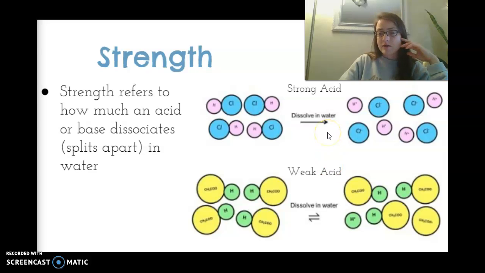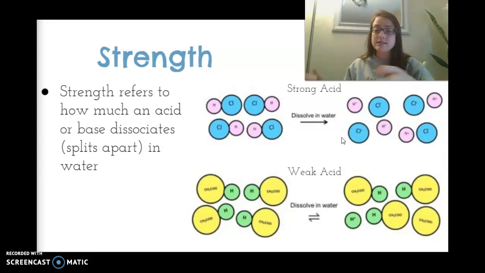Versus with a strong acid or a base, we don't have a reversible reaction. We're going to completely dissociate, and in an acid, we're going to completely split apart our hydrogen ions, and a base would give up all of the hydroxide ions when it was put into water.